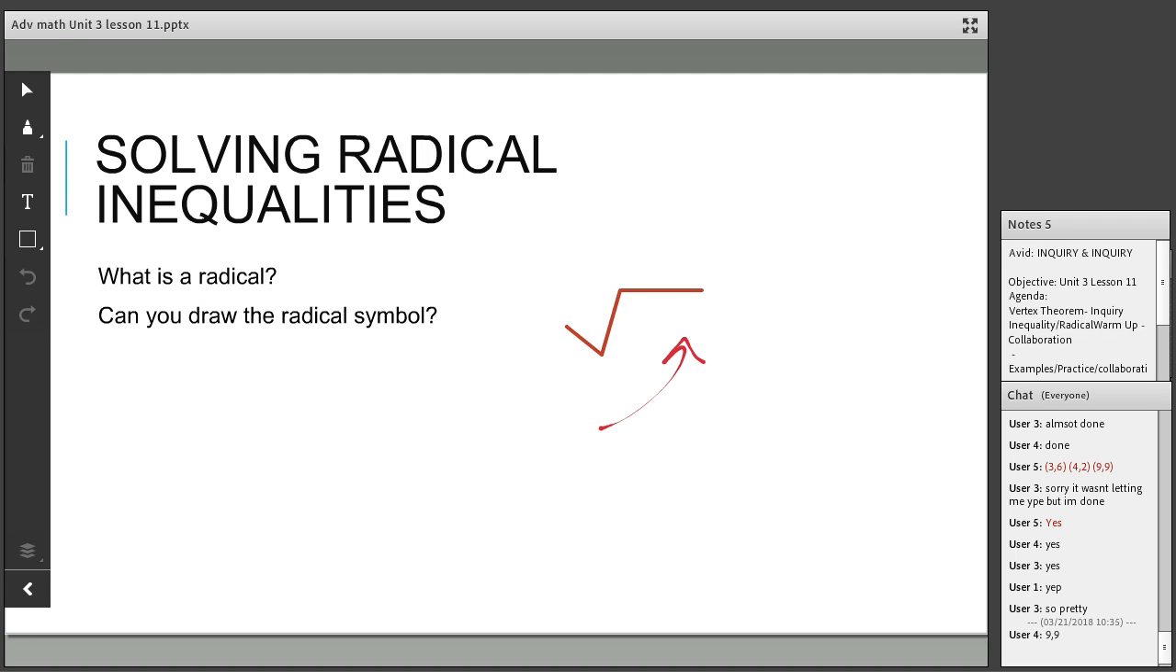Anybody remember what the thing is that's underneath the radical symbol? What's that thing called? The numbers and things that would be underneath there. Anybody remember? If this is a radical, let's say I had something underneath here like 3x. What would that be called? Anybody remember?